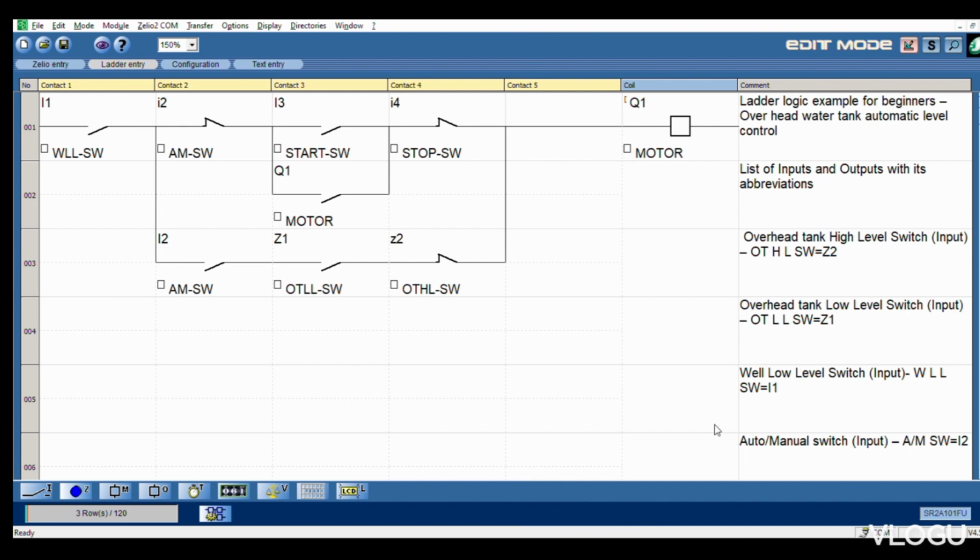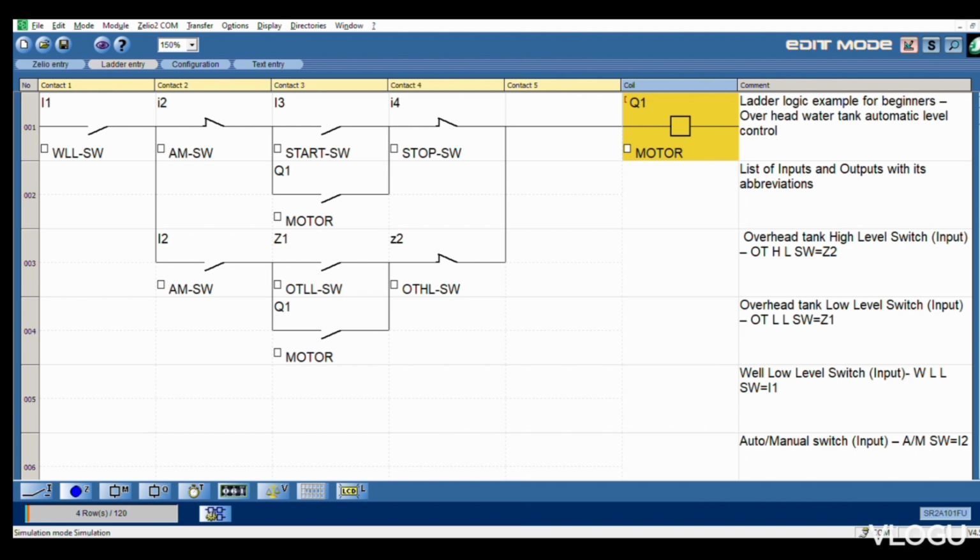After that, this one is the motor hold. Now I think the drawing is already finished, very easy. Now you already understand I1, I2, I3, I4, Z1, Z2, Q1, motor. Now we can simulate this system.